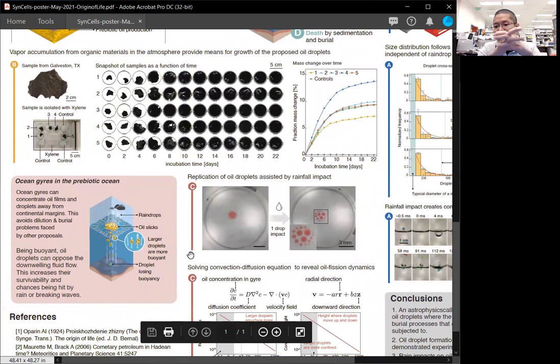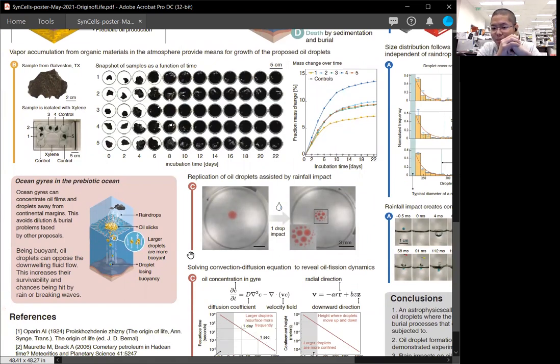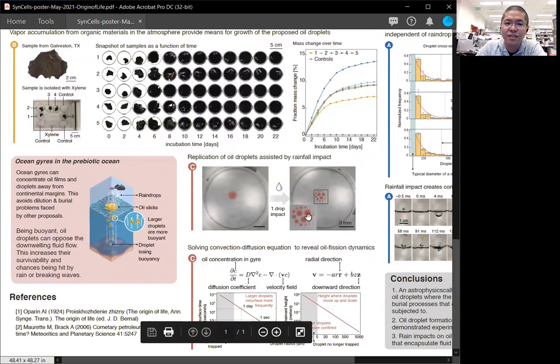Although one can imagine an oil droplet fissioning by rain impact, the dynamics is actually so rich that it involves ocean gyres that will determine the likelihood of these droplets being impacted by hydrodynamic forces, as we see from the convection diffusion formulation here. So thank you for listening.